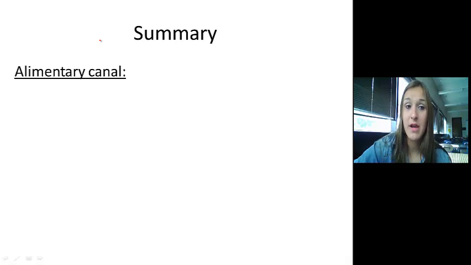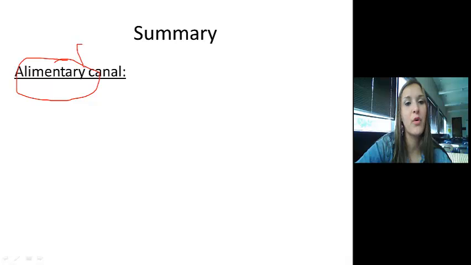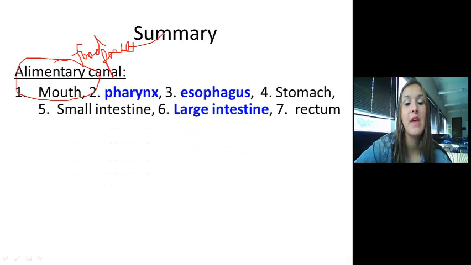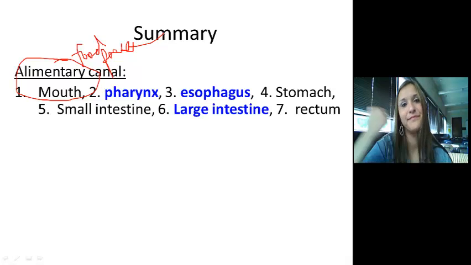So to summarize it all up, the alimentary canal, this is a fancy word for where food passes, is the following. Food is going to first enter your mouth. Then it is going to go into your throat or your pharynx. Then it's going to go down the long tube called the esophagus into your stomach. Then from your stomach to your small intestine, and then to your large intestine, and finally out the rectum and into the toilet.